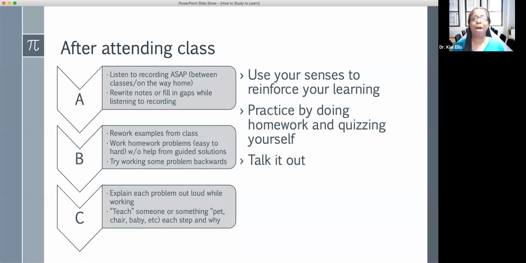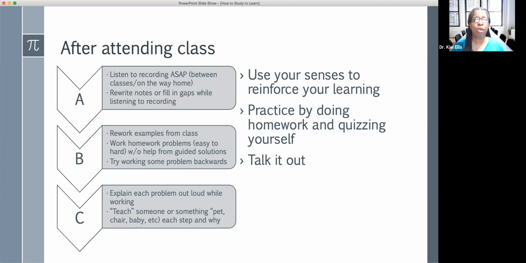Try working some problems backwards. That's an exercise I try. Get an answer from the back of the book, and try to create your own problem from that answer. That will help you with your steps to recognize what steps you might be missing.